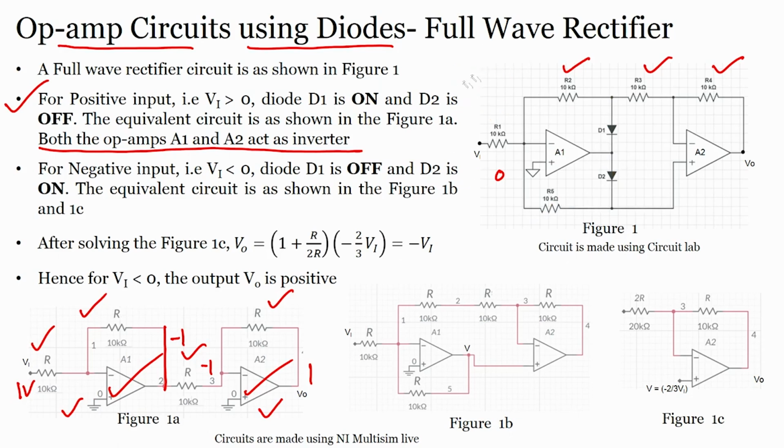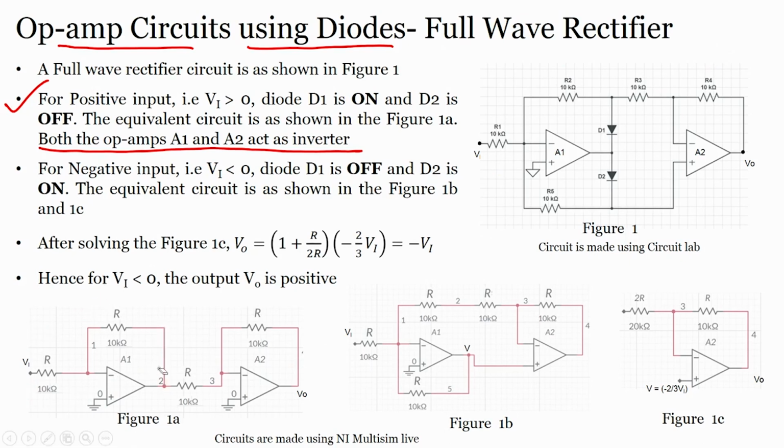What is the second case? The second case is when my Vi is less than 0. In that case, what will happen? If my Vi is less than 0, then diode D1 is off, right. In this case, this will be positive compared to this terminal, and this will be positive, this is ground, right. So this D2 will start conducting, D1 will not conduct, D2 will start conducting, D1 will not conduct.